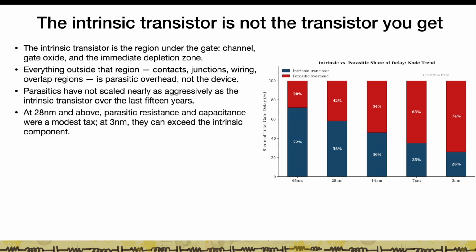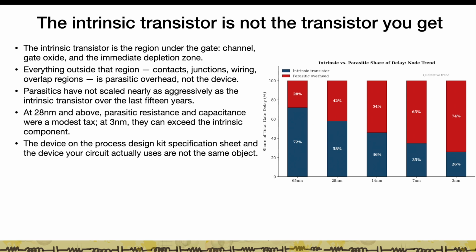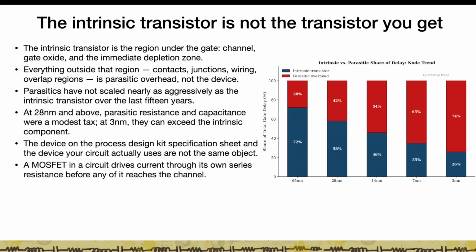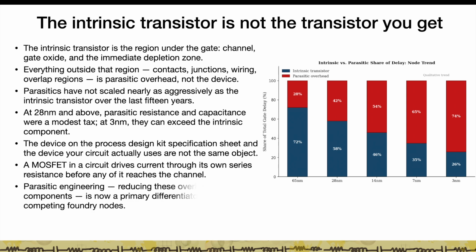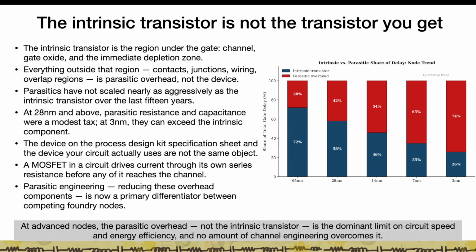This is why the terminology shifted in foundry presentations over the last decade. You stopped hearing transistor performance as the headline metric and started hearing cell delay and CV over I, metrics that capture both the intrinsic device and everything around it. The intrinsic transistor improved dramatically from 28 nanometers to 3 nanometers, but a significant fraction of those improvements went straight into the parasitic tax and never showed up in circuit speed. Understanding where those taxes are collected and how foundries are working to reduce them is what this video is about.